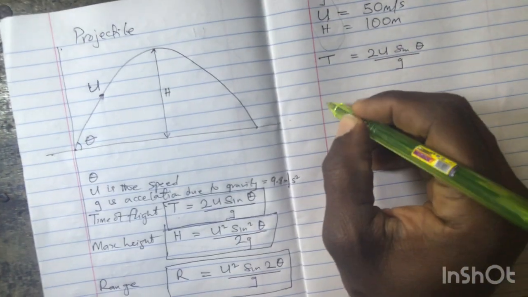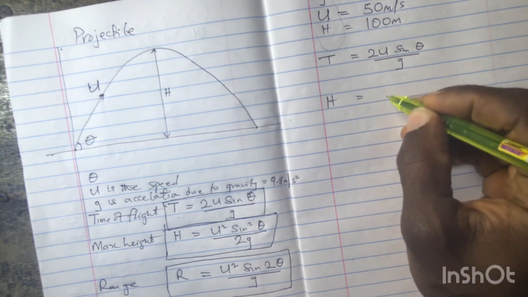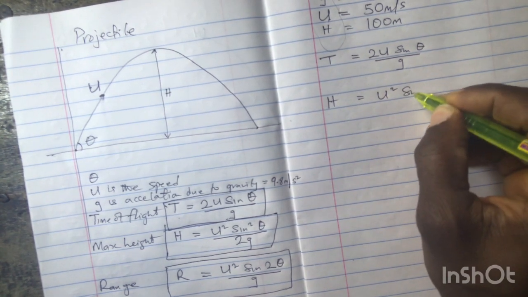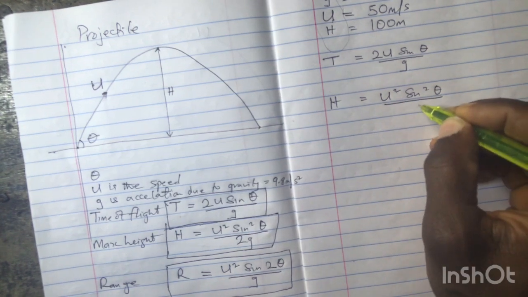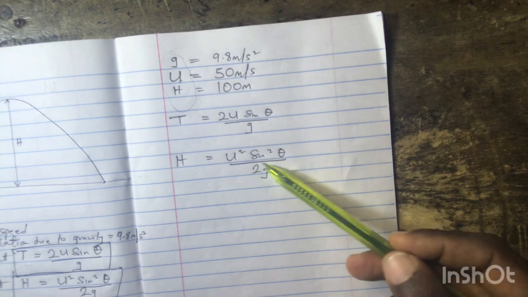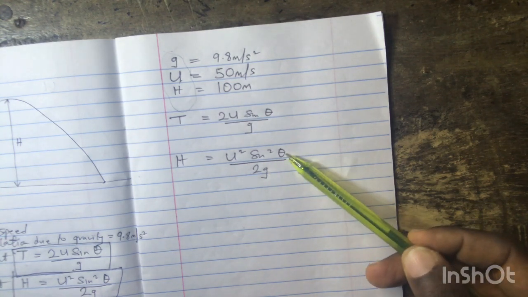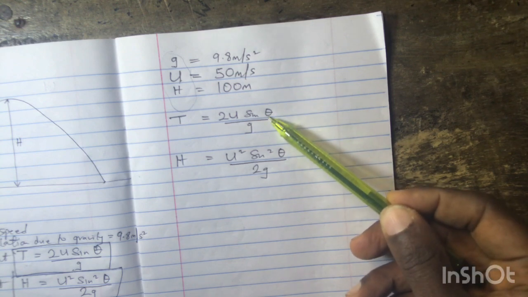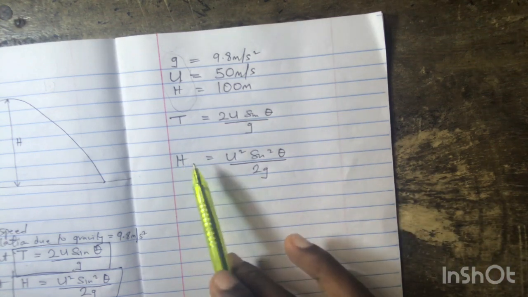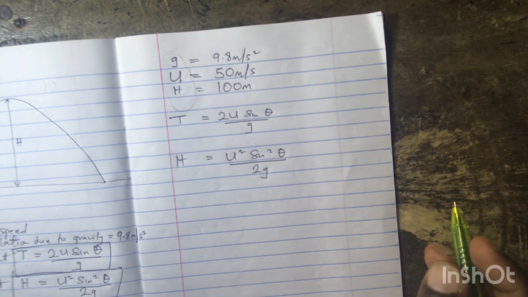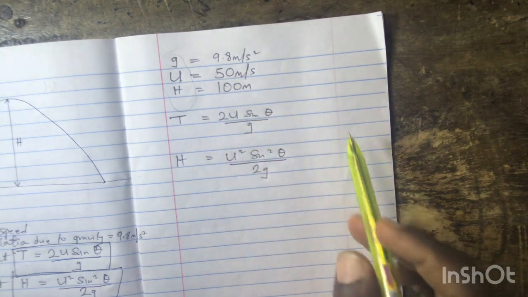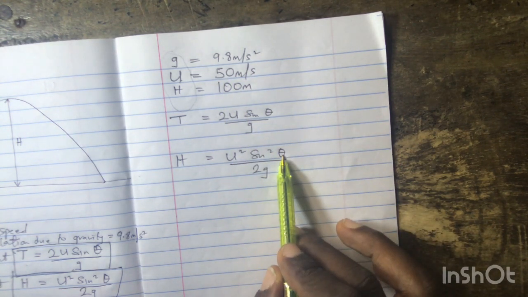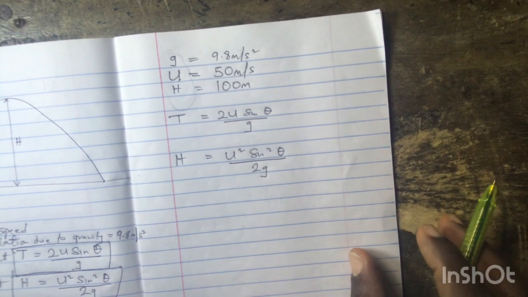So h equals u square sine square theta all over 2g. This is the formula we are using to find our angle, because we need the angle here. Okay, so we know this. You substitute, then you make this the subject of the formula. You should be able to do this.